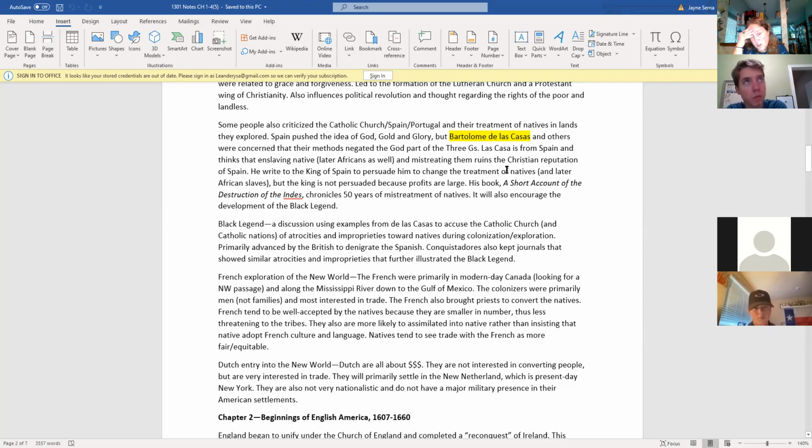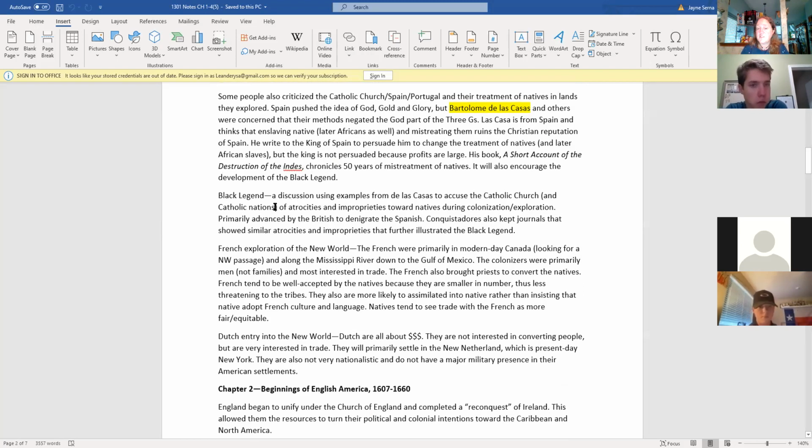But then the British read the book and go like, see, we're much nicer than the Spanish, and they develop something called the Black Legend, which is the idea of using the atrocities that De las Casas talks about to accuse the Catholic Church and Catholic nations, primarily Spain and Portugal, of atrocities and improprieties, and suggesting that the British are much better and kinder and gentler, and that Protestants in general are much better than Catholics. Yeah. And it will lead to a pretty strong anti-Catholic bias in the United States, except for the part that we live in.